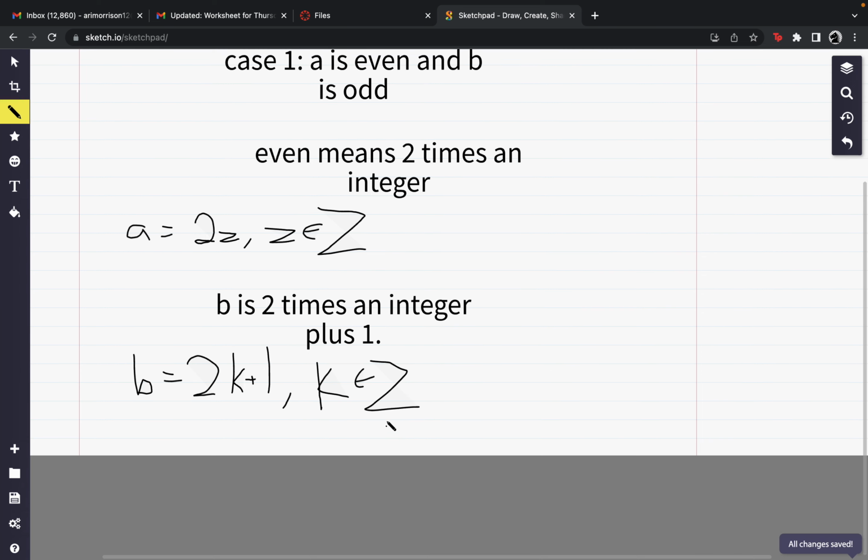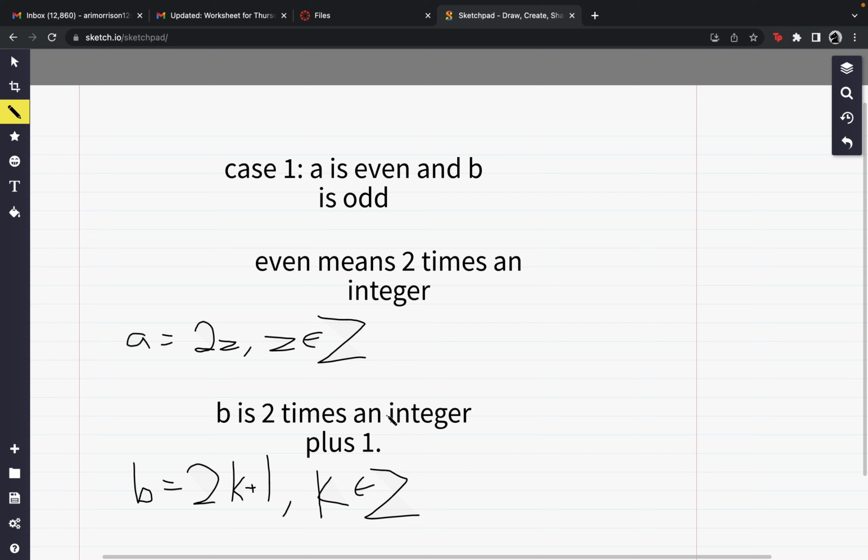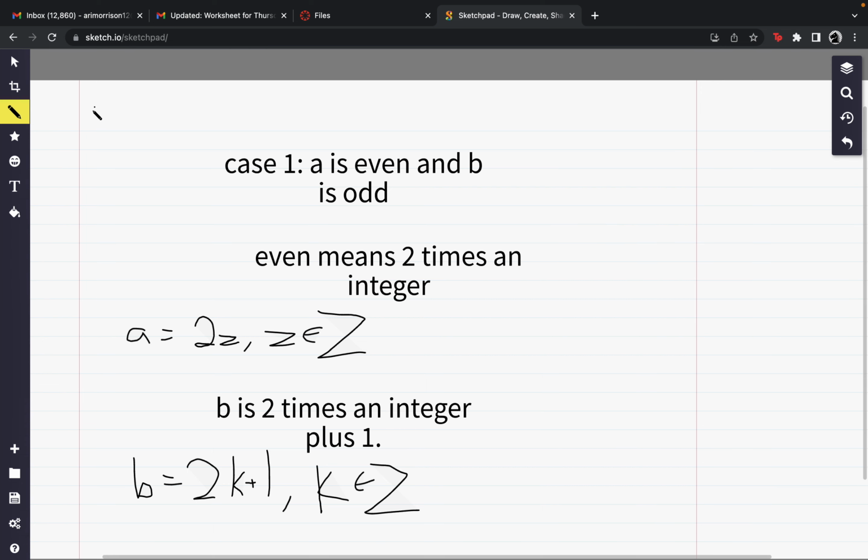Cool. All right, I might just have to erase. I've never used this platform before.